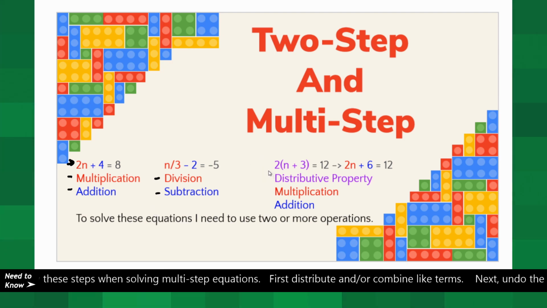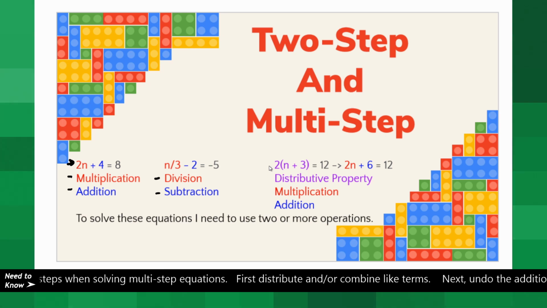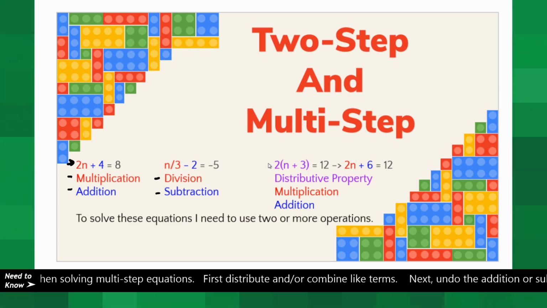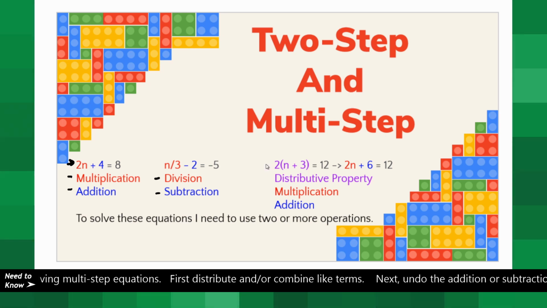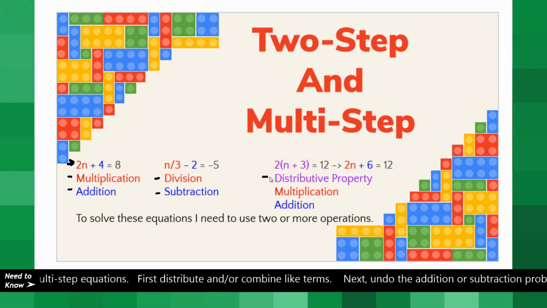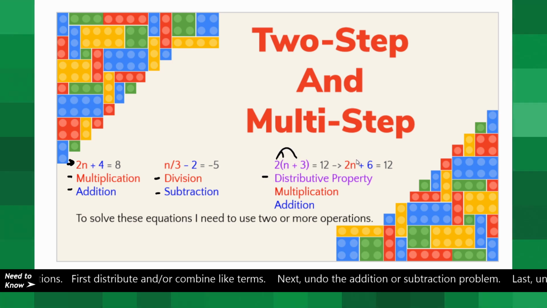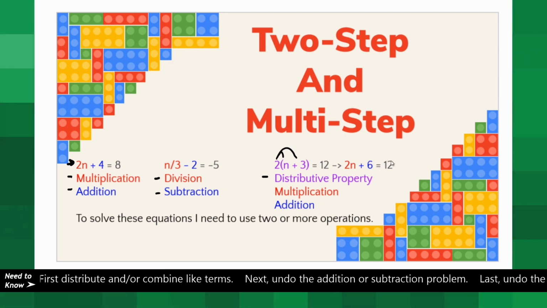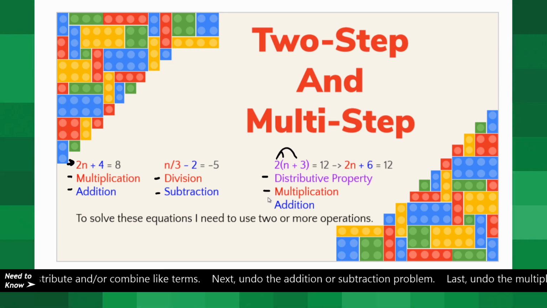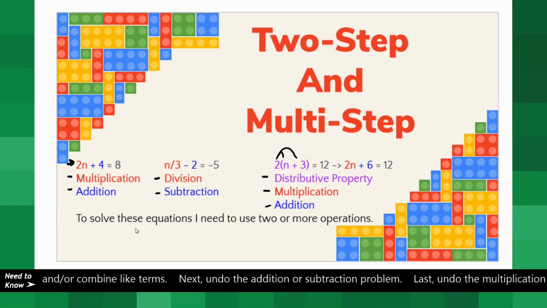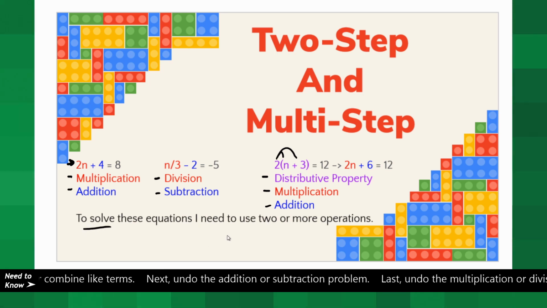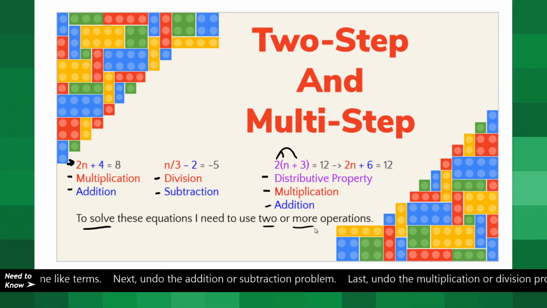In this problem, 2 times the quantity n plus 3 equals 12, I have 3 steps, so this would be a multi-step equation. First, I have the distributive property. I have to distribute that 2 to the n and the 3, which turns it into 2n plus 6 equals 12. And then I have a multiplication and an addition problem. So if I want to solve these equations, I need to use 2 or more operations.